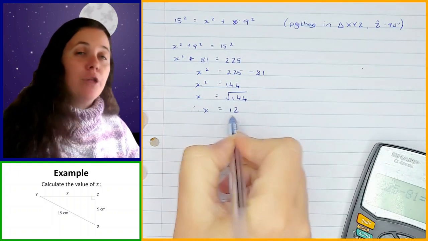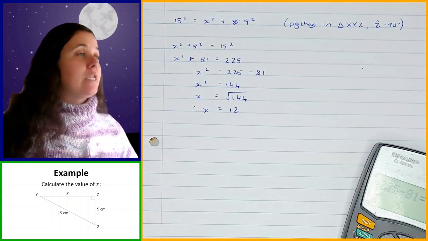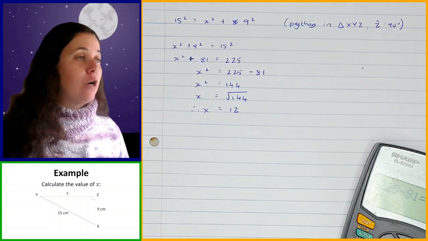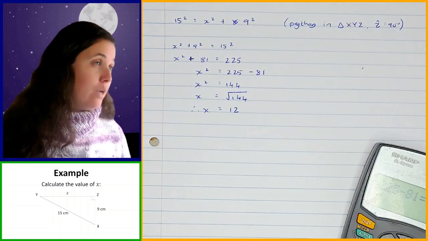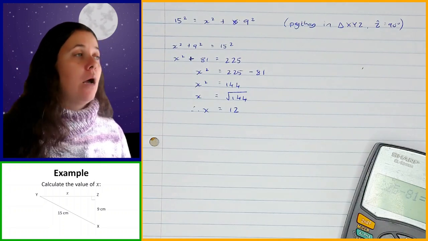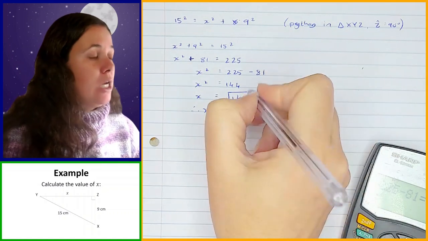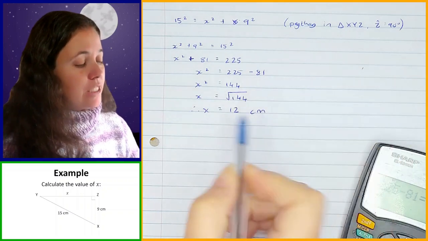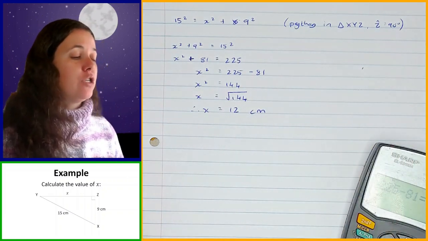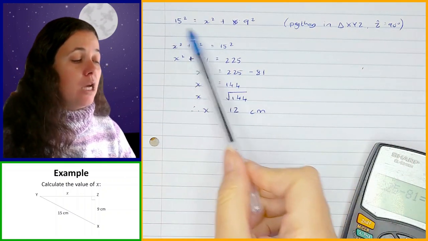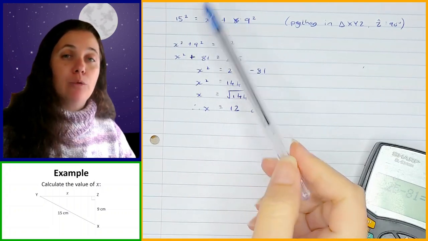So now I know that x is 12, but 12 what? In our diagram, XY was 15 centimeters and XZ was 9 centimeters, which means that x is going to be 12 centimeters. So that's what we should get for that example. We used Pythagoras' theorem to get our initial statement, which we then solved.